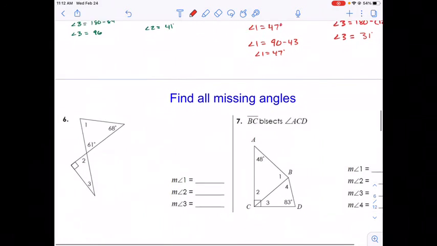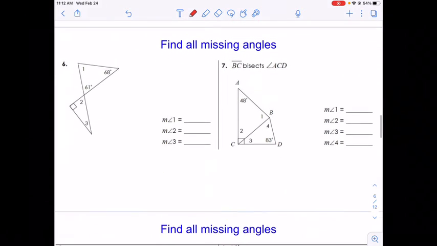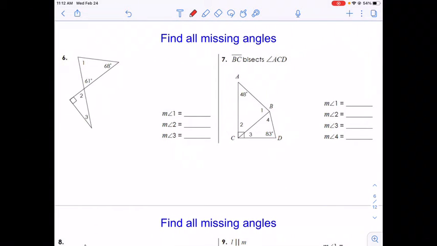All right, so let's take a look at number 5. We did that one. Let's look at number 6. So let's fill in anything we can here. One thing I can look at real quick, I recognize vertical angles with angle 2 and 61, which means that angle 2 has to be 61 degrees. So we know that this angle right here is 61 degrees.